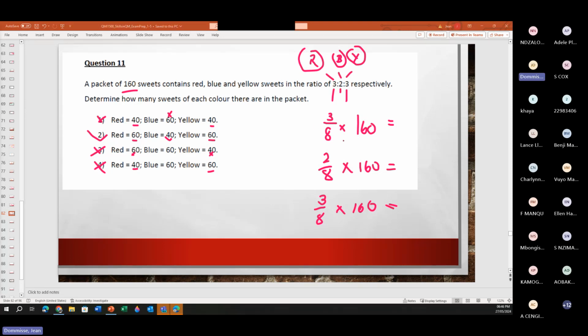So 3/8 times 160 is 60. 2/8 times 160 is 40. And if we add all of them together again, we also will get back 160. Okay, so 60 red, 40 blue, 60 yellow.